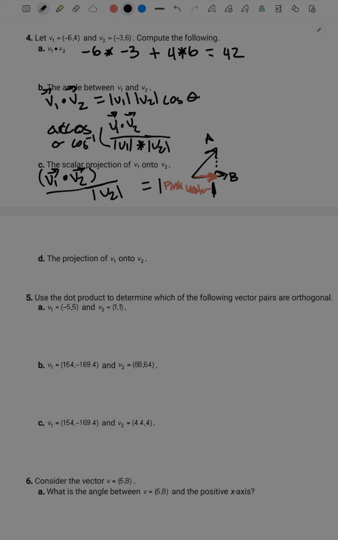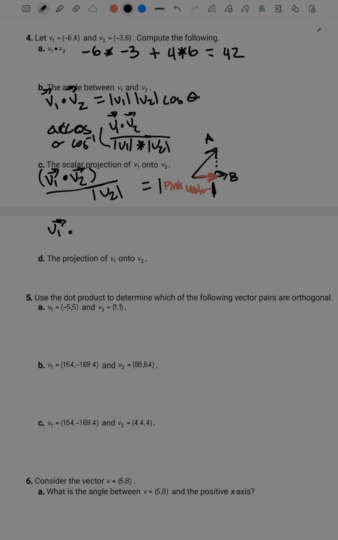Alright, for the projection of v1 onto v2, it's going to be the same thing. Again, the proof for these formulas is pretty confusing. If you are more interested in vectors, I highly recommend finding a video of it online yourself to learn about where these formulas come from, as they can be kind of interesting. But I believe that's beyond the scope of this class.